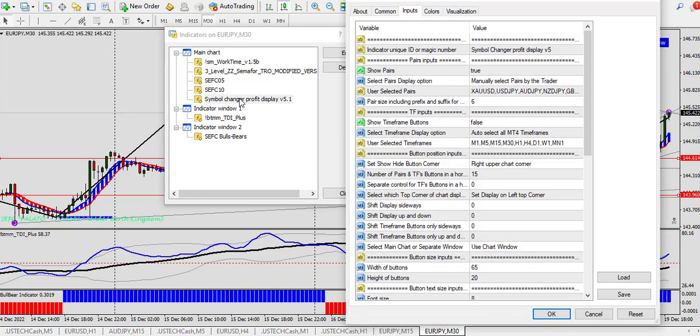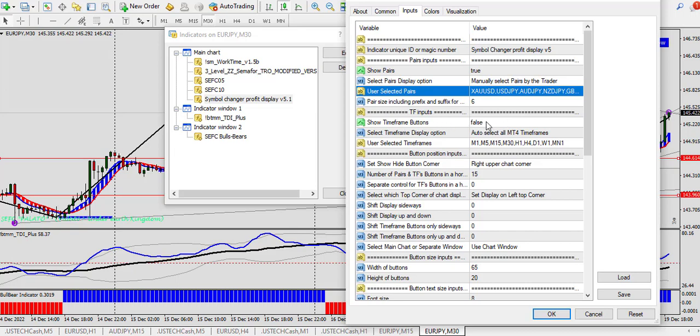Then the next indicator is symbol changer. This is just to show the number of pairs I can have, the number of pairs that I want to keep and want to monitor with this particular strategy. You don't need to trade all the pairs, and that's why I have few pairs here. And the pair size, including the previous and service for, is 6, because SAUSD is just 6, and that's why I have 6 here.